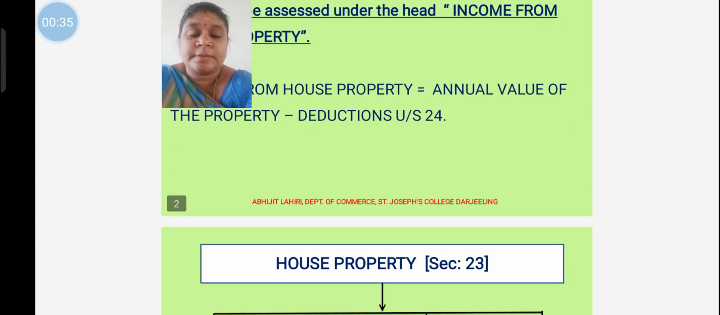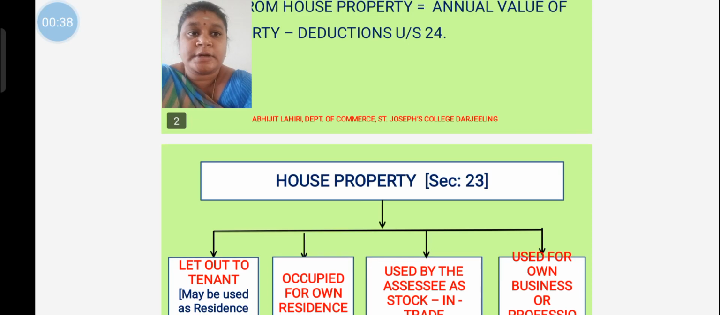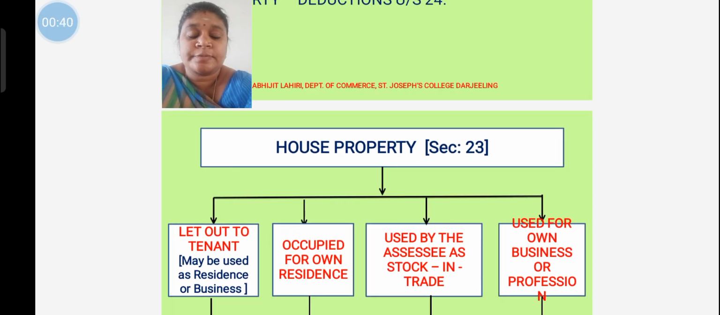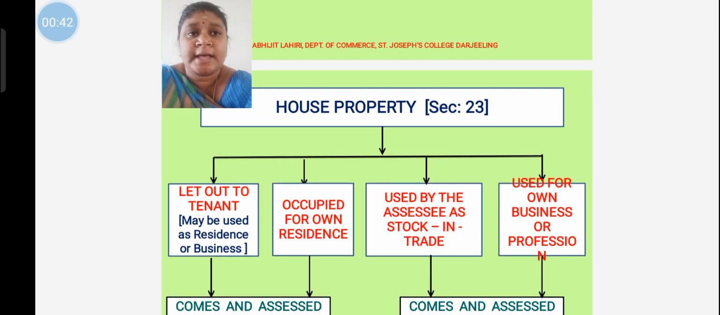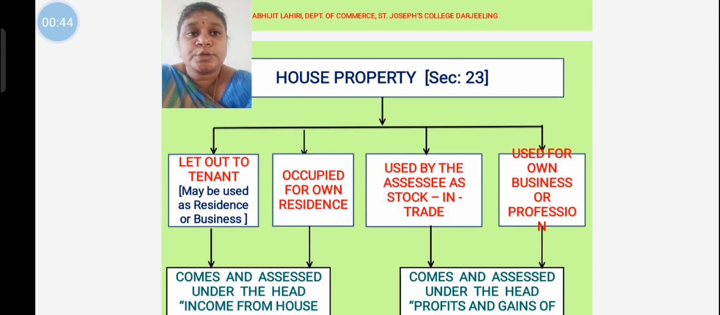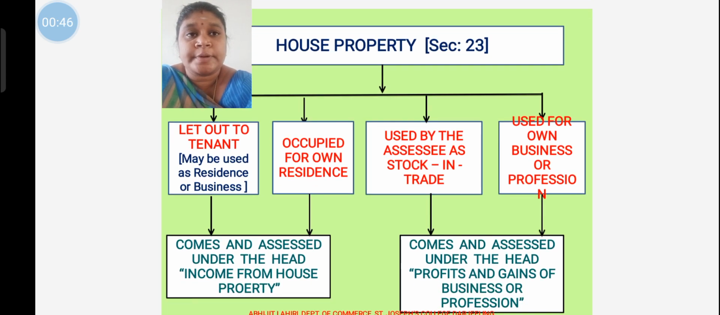Types of income from house property. First, under Section 23, we have to classify it into two types: one is a self-occupied house, and the other is a let-out house. A self-occupied house is one that the assessee or resident occupies himself. If the assessee lets it out to others, that is called a let-out house. This income comes under the section of income from house property.